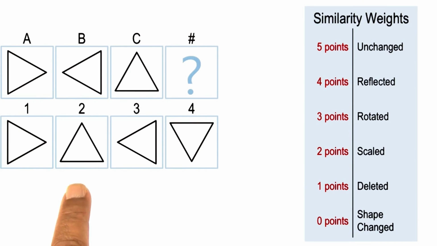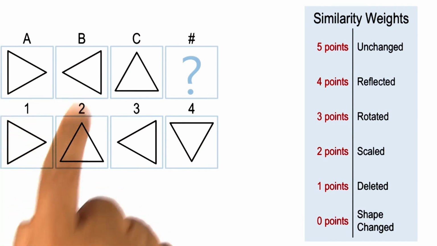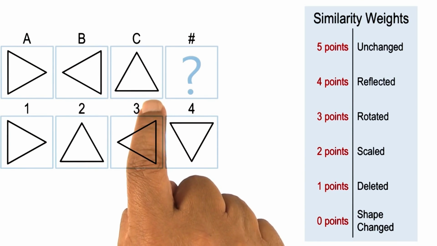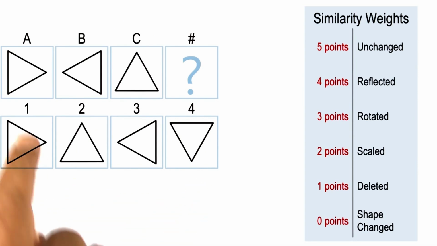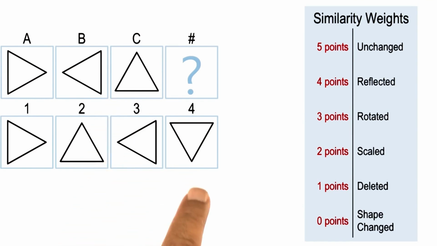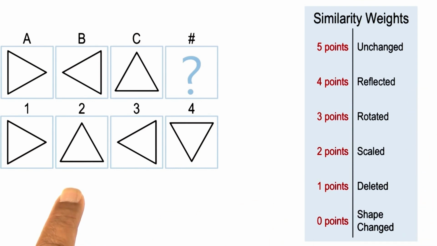2 is legitimate because we can think of the transformation from A to B as a reflection along the vertical axis. And so if we think of the transformation from C to D, again as a reflection along the vertical axis, we'll get 2. 4 is also a correct answer because we can think of the transformation from A to B as a rotation of 180 degrees. And if we rotate C by 180 degrees, we'll get 4. However, if we look at our weights again, we gave reflection a higher weight than we gave rotation. And therefore, David is right. 2 indeed is the correct answer.